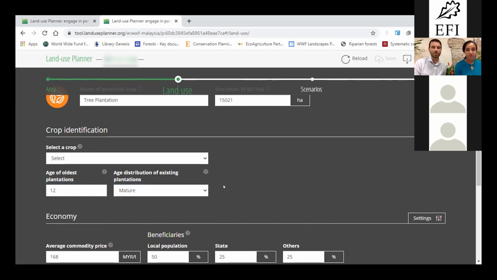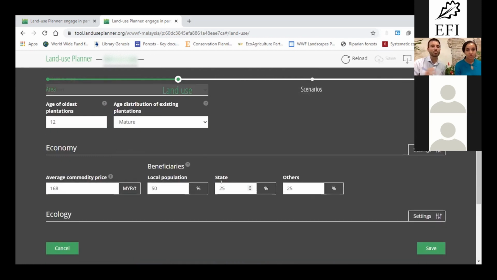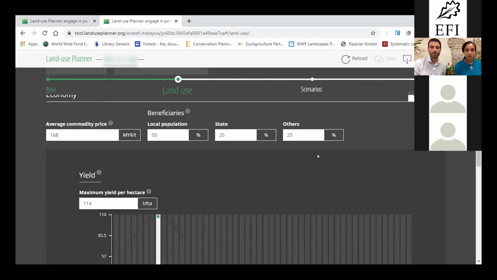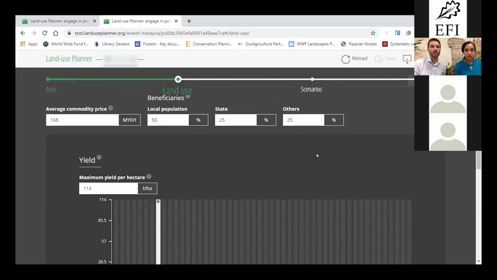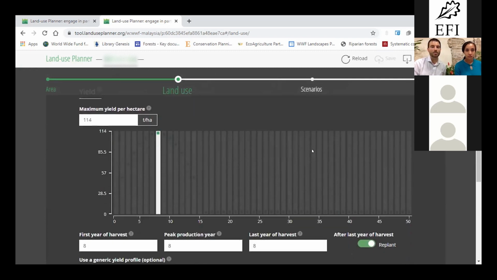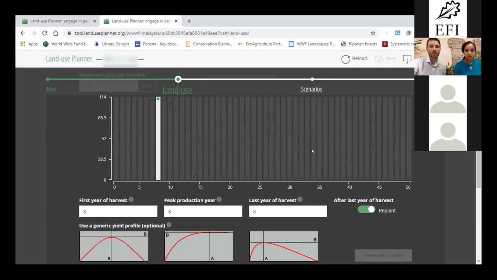And we are asking you the next question, as you were saying, what is the distribution? So if you select mature, it means that most of those trees will be leaning towards 12 years old. If you then expand the settings from economy, you have your yield profile here, but you see only 1 year because you've said that first year of harvest is 8, peak year is 8, and last year of harvest is 8. So you would need to change that and put 12 as the last year of harvest in this case.